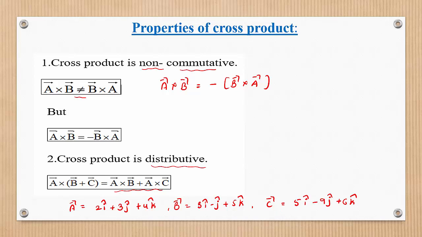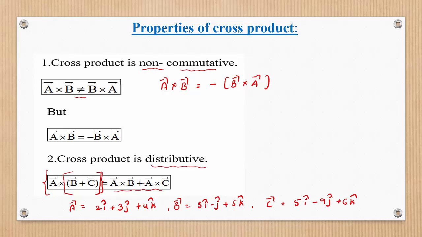Vector A cross (B plus C). First you go with vector B plus vector C, then multiply with vector A. Then similarly for the RHS you can go with A cross B and then A cross C, then you add them. You will get the same answer. There is no change in the LHS and RHS values.